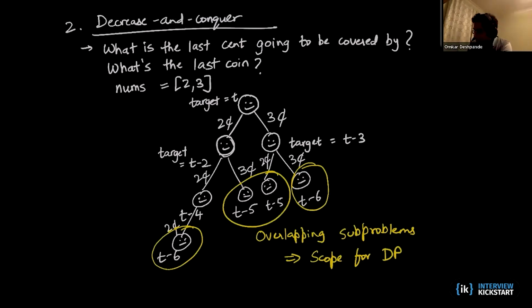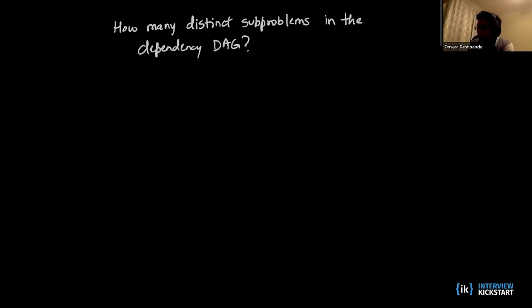So the number of distinct subproblems in the dependency DAG will thus be the number of different values that that target amount can take for each manager. So that's just going to be t minus 1, t minus 2, all the way down to, let's say, 0. So that's t plus 1. There are t plus 1 distinct subproblems in the dependency DAG.